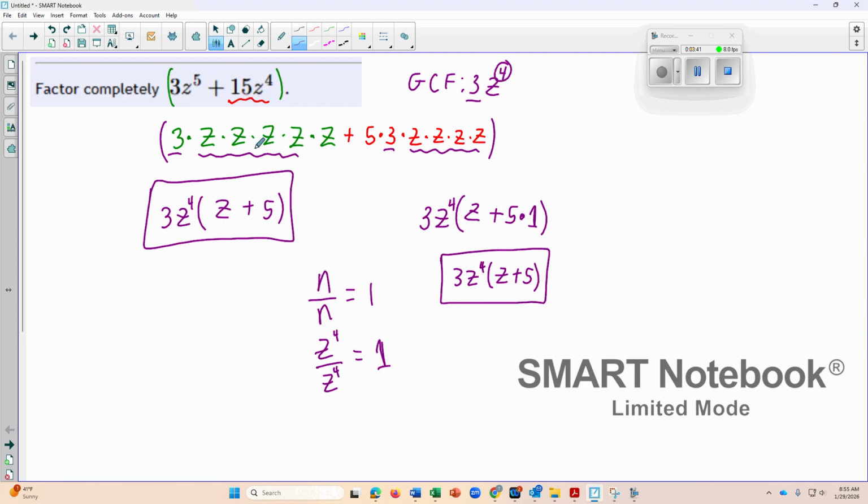So they're showing you every little detail. And like I said, as you get more comfortable, you just try to figure out that GCF in your head, and then go ahead and divide. You're basically dividing it out of the original expression.